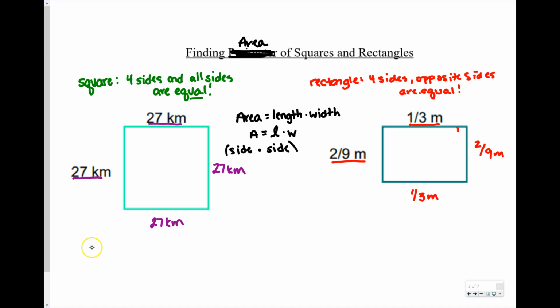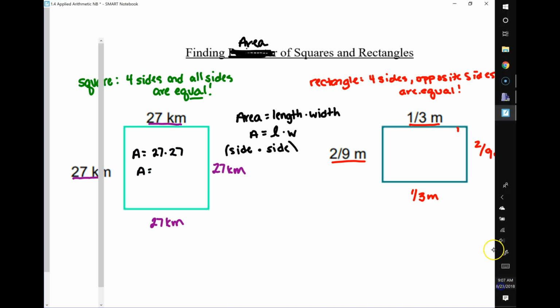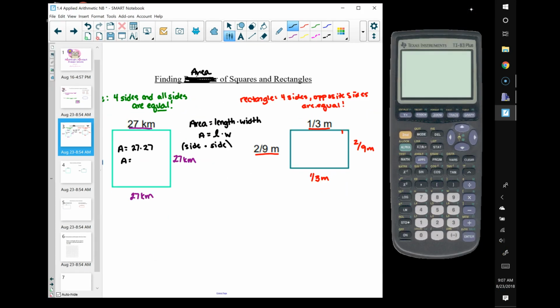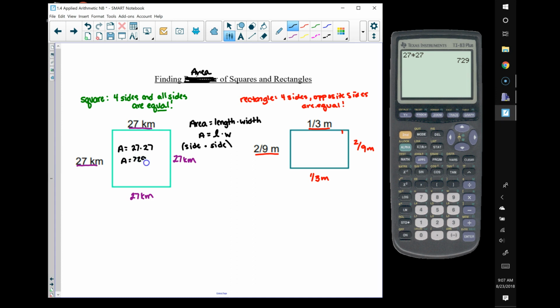So for this problem over here, I want to find the area of this. I'm going to do 27 times 27. Okay, and I have no idea what that is off the top of my head. So I'm going to go ahead and use my trusty calculator. Oops, let me turn it on first. Come on. Okay, 27 times 27 gives me 729. So the area is 729.